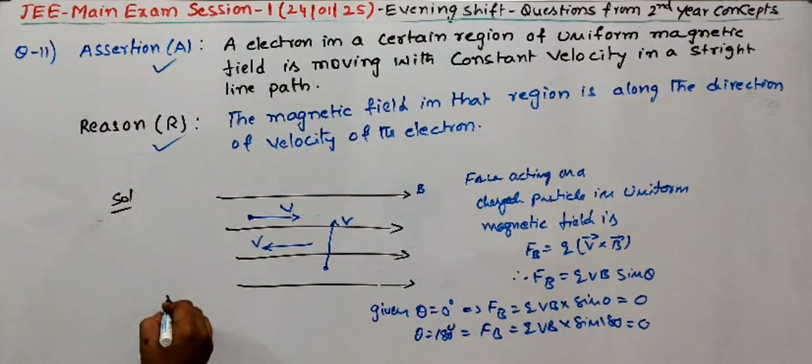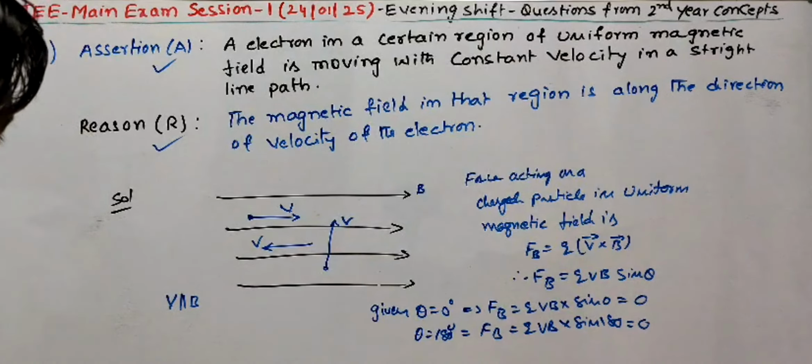That means velocity of the electron and magnetic field both are parallel to each other. Okay, right. So assertion is correct, reason is correct. Reason is the correct explanation of assertion. Okay, this is the answer for this question. Okay, right.